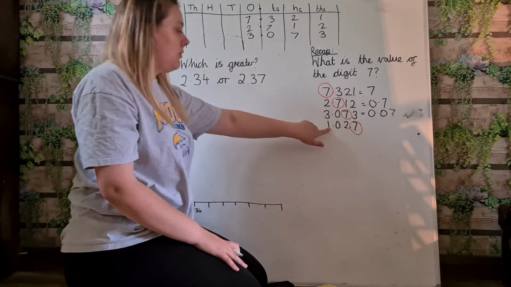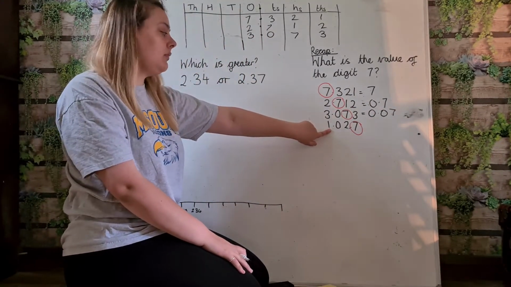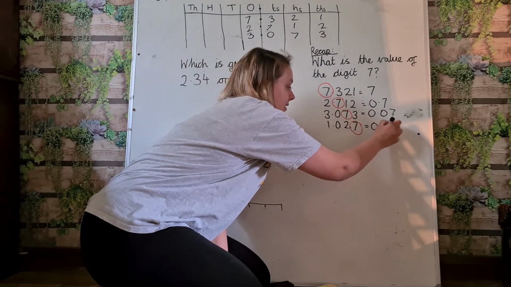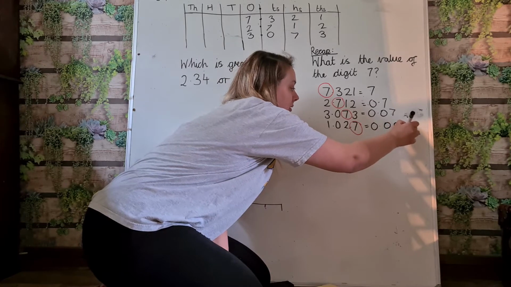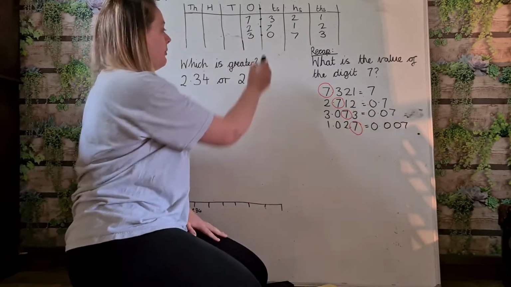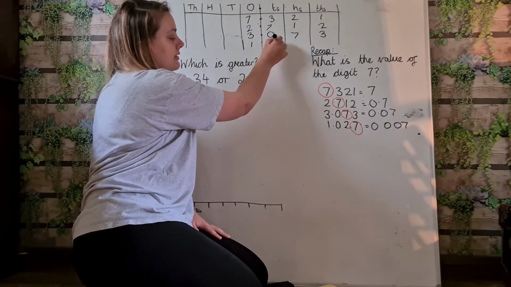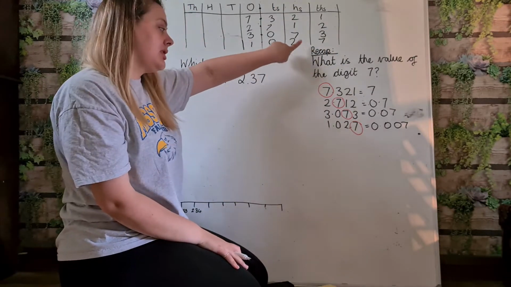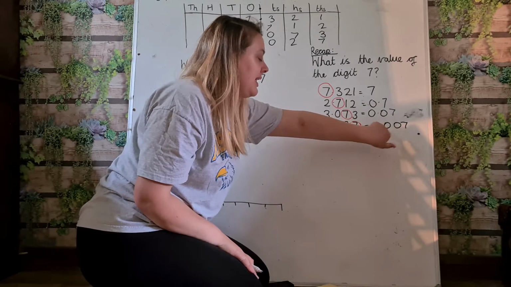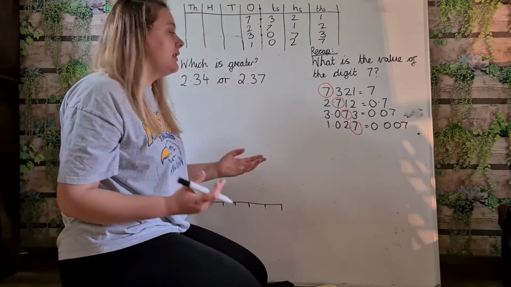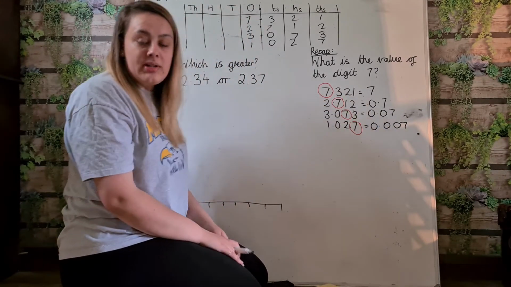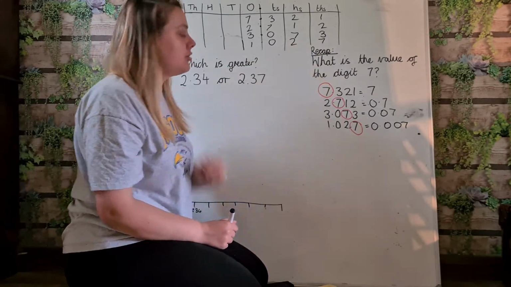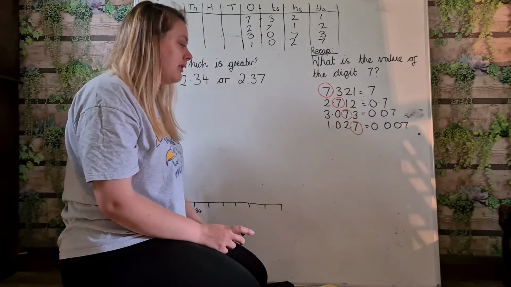Brilliant. What about this one? Fantastic, we'd write 0.007 because if we wrote our number 1.027, it's in the thousandths column, and again we need those placeholder zeros because if we don't have them, it's just going to be like 0.7. So we need those there to tell us that it is in the thousandths column.